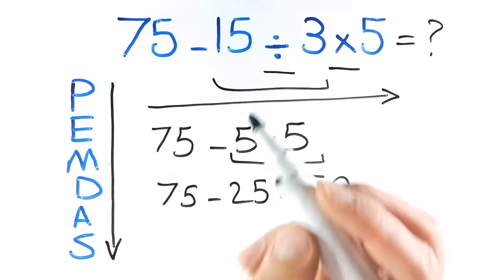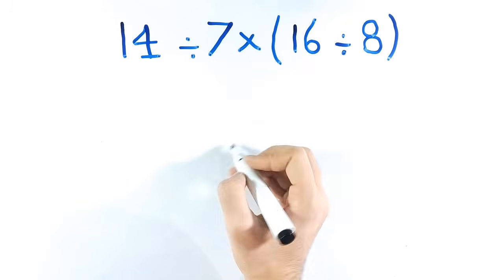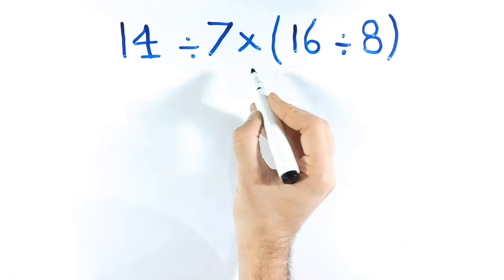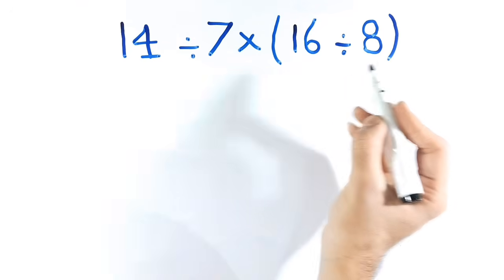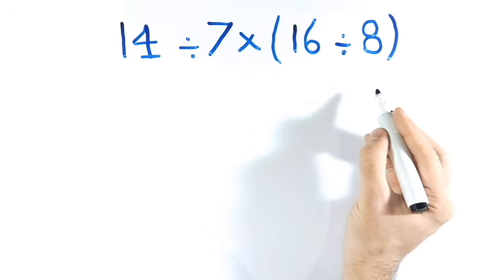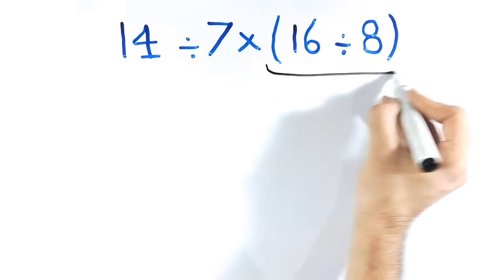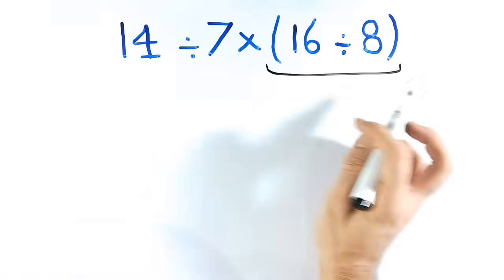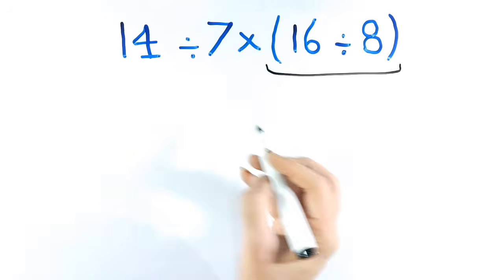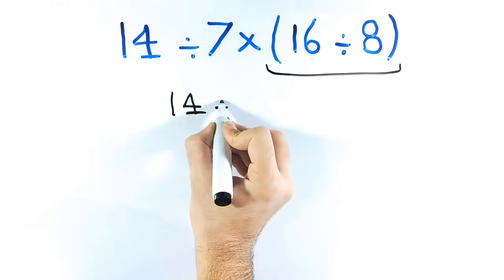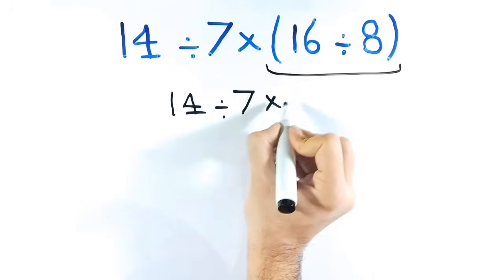Alright, now let's solve another math question together. What is the value of the expression 14 divided by 7 times open parenthesis 16 divided by 8 close parenthesis? Many people, when solving this question, first go to the parenthesis because they believe parentheses have the highest priority than the other operations. So, instead of this expression, they write 14 divided by 7, then times 2.